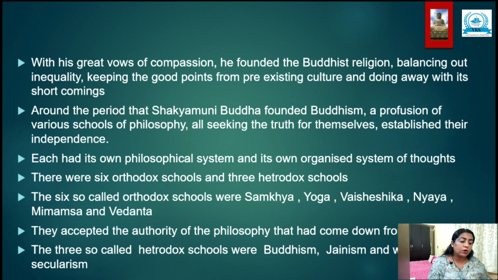Regarding the orthodox schools, they accepted the authority of the philosophy that had come down from the Vedas. That is, the six orthodox schools, Samkhya, Yoga, Vaisheshika, Nyaya, Mimamsa and Vedanta, accepted the authority of the philosophy which had come down from the Vedas. We have studied about the Vedas: Rig Veda, Yajur Veda, Sama Veda and Atharva Veda. The three so-called heterodox schools were Buddhism, Jainism and worldly secularism.